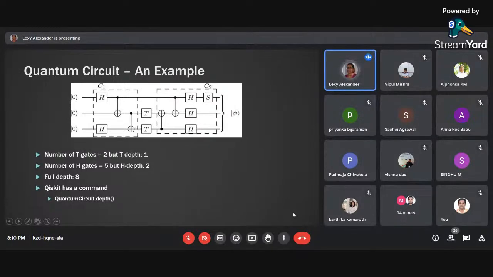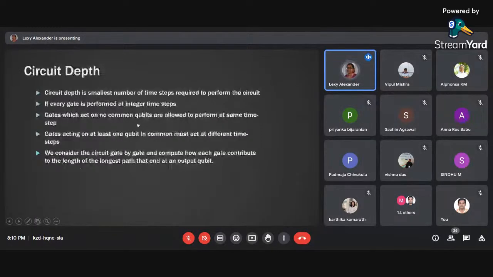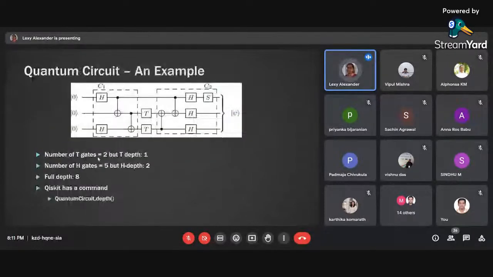Circuit depth is the smallest number of steps required to perform the circuit, if every gate operates in integer time steps, that is how we assume. Gates which act on no common qubits are allowed to perform at the same time step, while gates acting on at least one qubit in common must act at different time steps. So we consider all gates one by one, and compute how much each contributes to the length of the longest path till we reach the output qubit. So I think you understood what is meant by a quantum circuit and how we compute the depth.